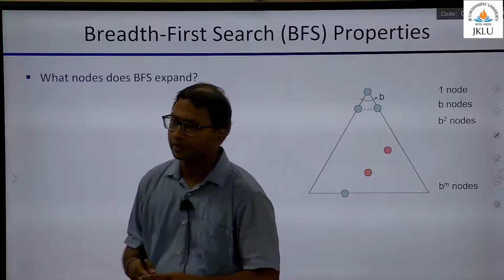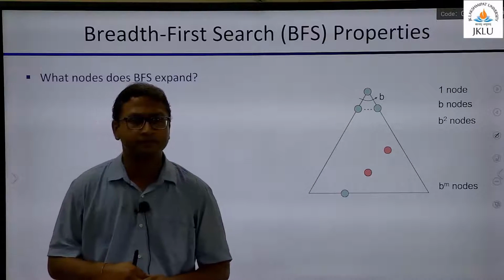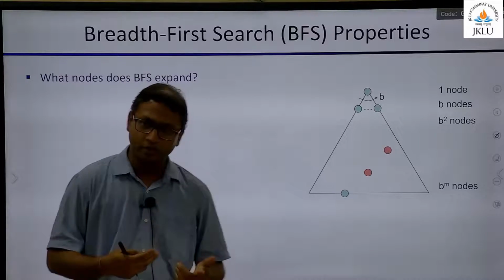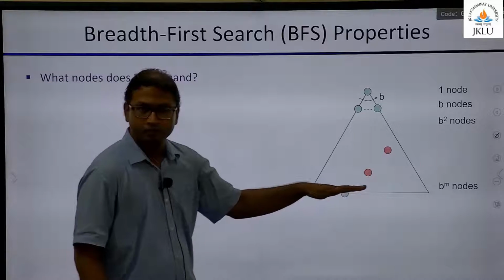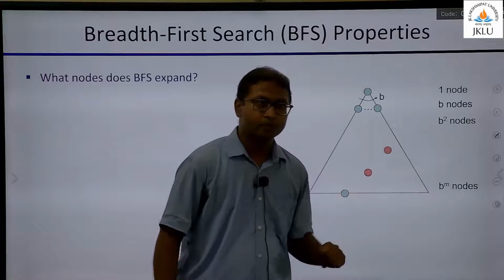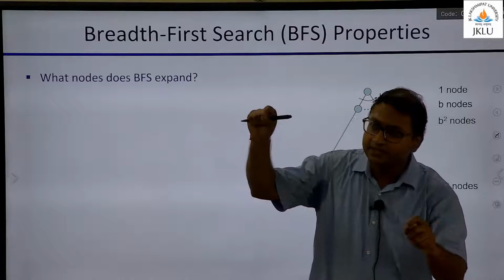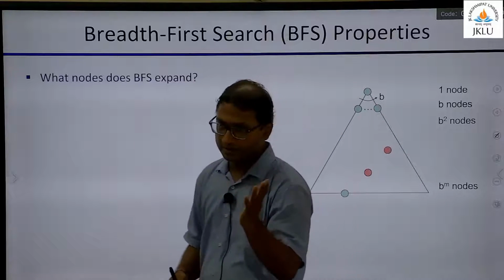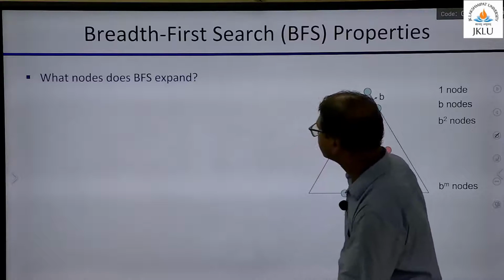Easy, you will be able to tell me. B to the M, because in the worst case my goal state will lie on the leaf. But if my goal state lies in level S, B to the power S, right? So this is straightforward.